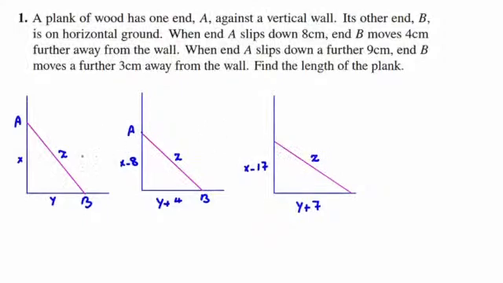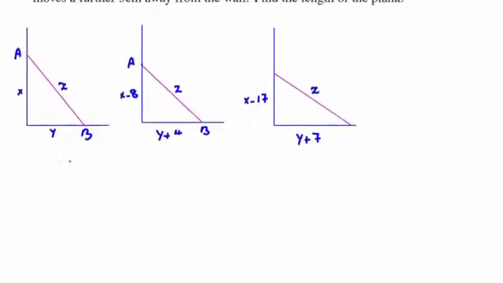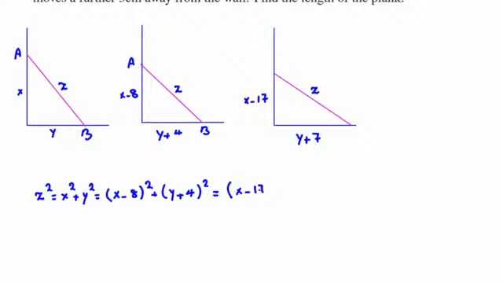So length of plank won't change, it's constant. Now we use Pythagorean theorem. We know that z squared in the first figure equals x squared plus y squared. If we apply Pythagorean theorem, in next one it is equal to x minus 8 squared plus y plus 4 squared. At the end of this problem, I will tell you a problem from last AMC 2022 that you can solve with Pythagorean theorem. And last part, but harder than this, x minus 17 squared plus y plus 7 squared.